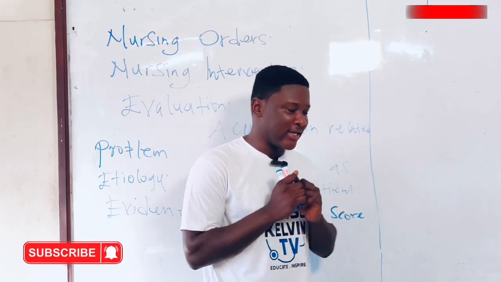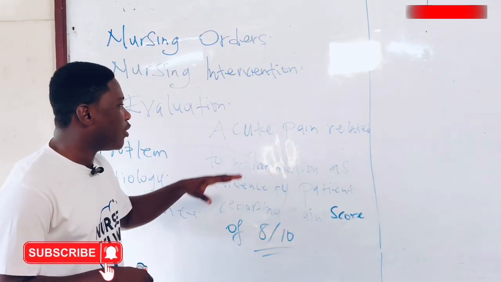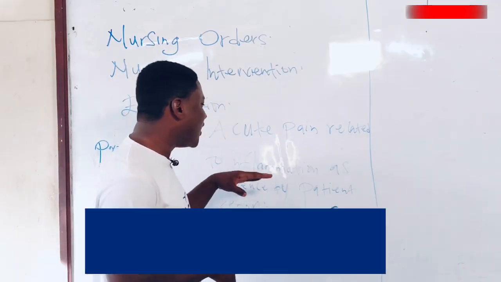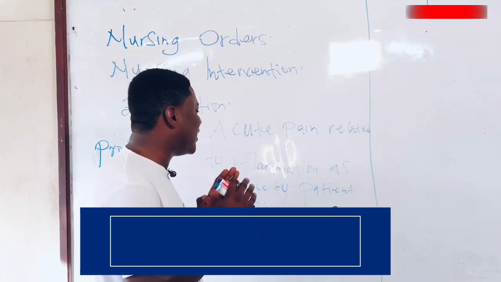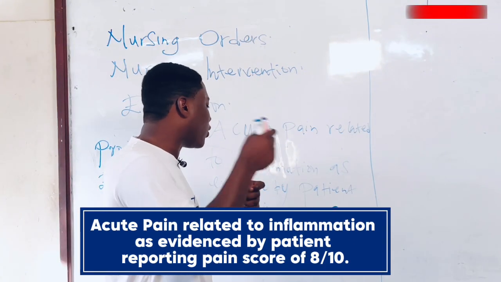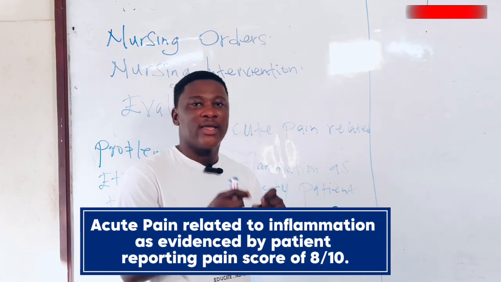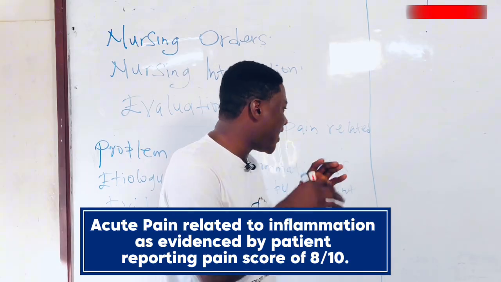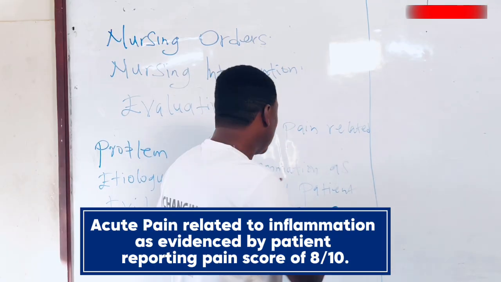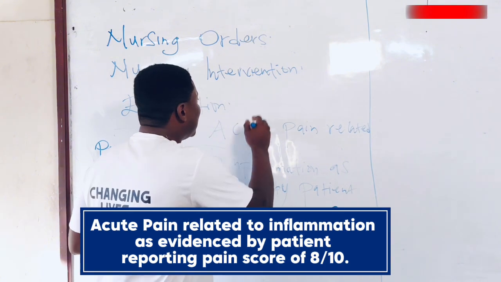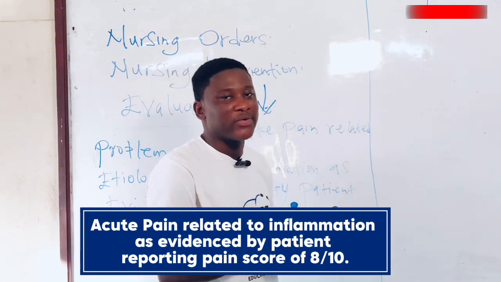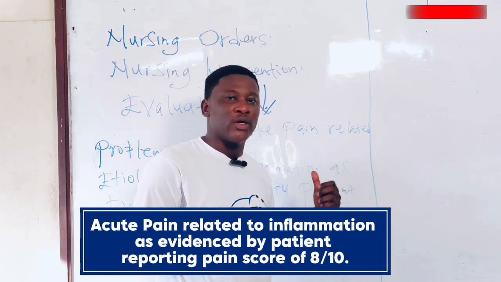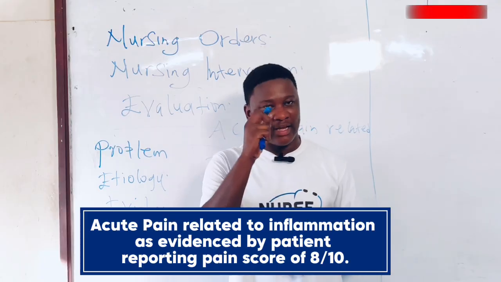Let me give you a nursing diagnosis. The nursing diagnosis: acute pain related to inflammation as evidenced by patient reporting pain score of 8/10. We are going to base on this nursing diagnosis to write the nursing orders, the intervention, then the evaluation.